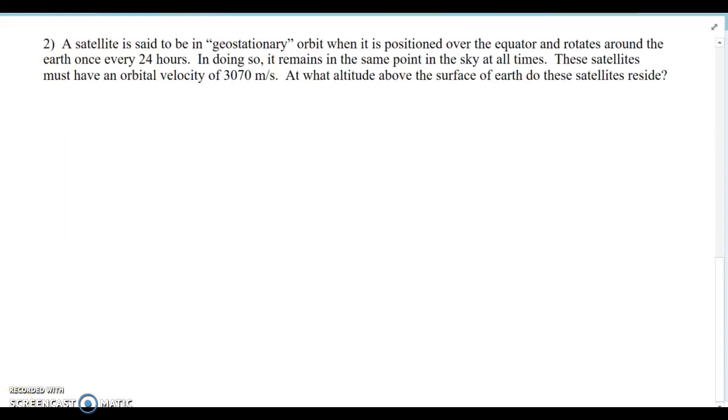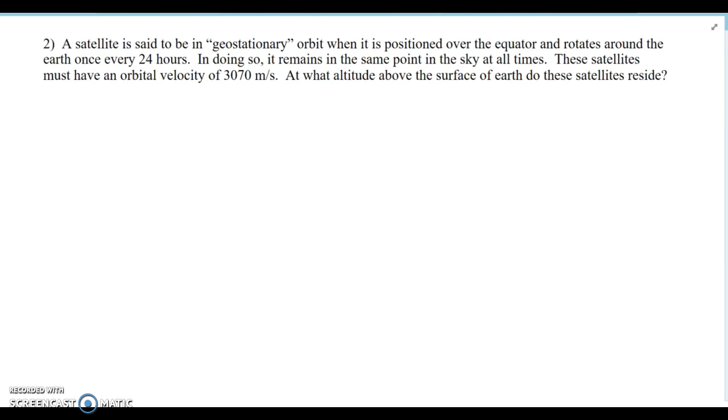Hey guys, in this problem we're looking to find the altitude above the surface of Earth that a geostationary satellite must be in order to maintain a stable orbit. In doing so, it must travel at an orbital velocity of 3,070 meters per second. And at this altitude and that speed, it will move around the Earth one time every 24 hours, so it remains stationary in our night sky.